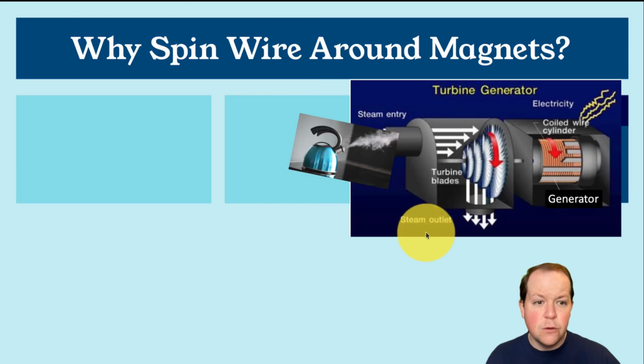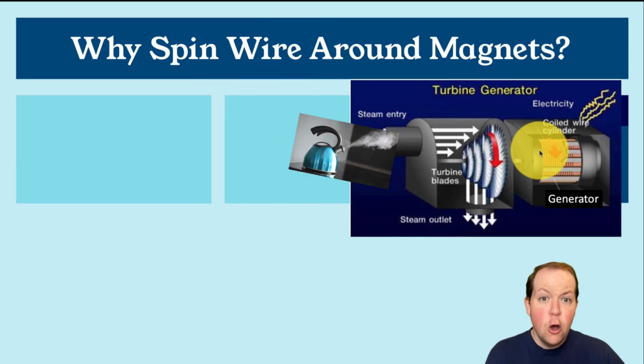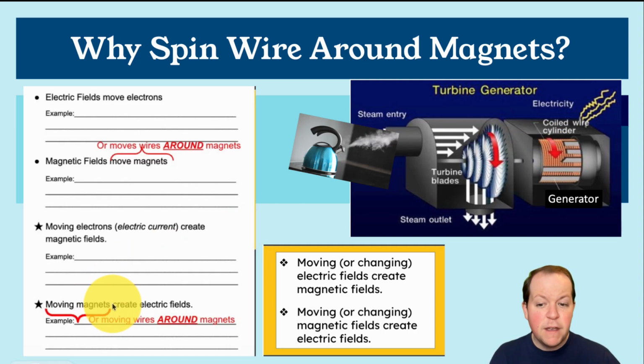That's the general use. Now, why would we want to spin wire around magnet? Everybody, I hope you already know the answer to that. We've already gone over that. The whole reason we would spin wires around magnets is because we know that moving magnets or moving wires around magnets make an electric field, and electric fields move electrons.